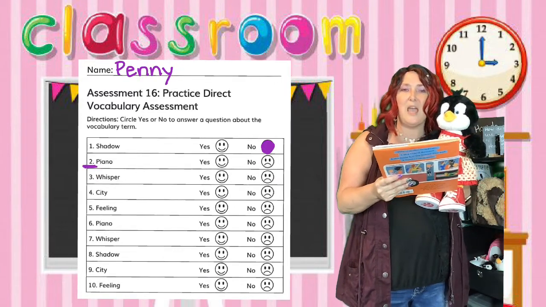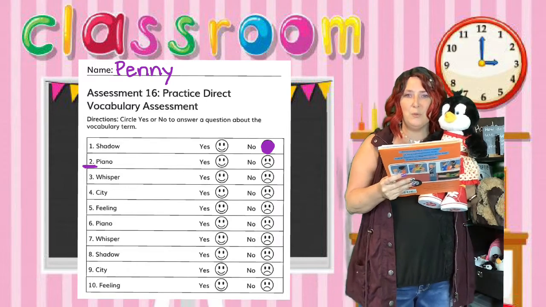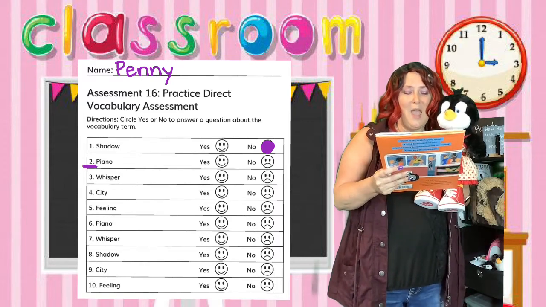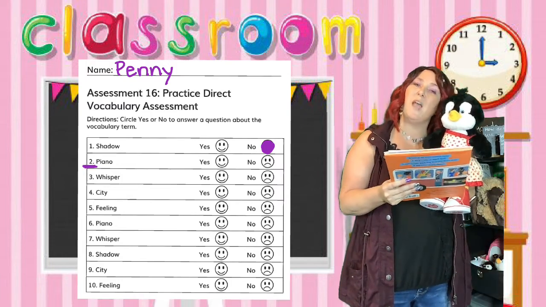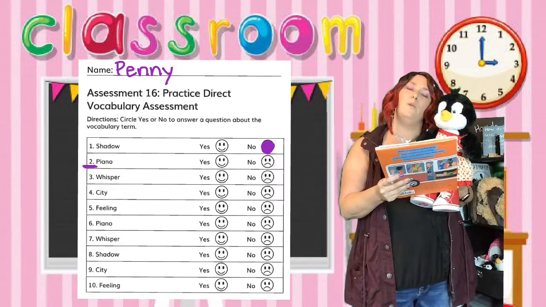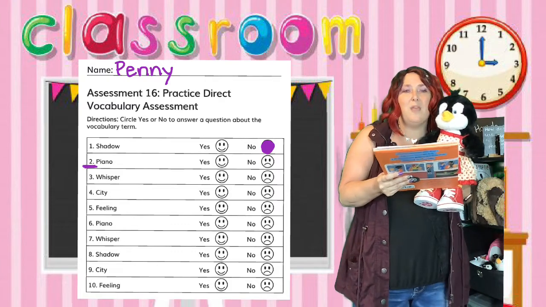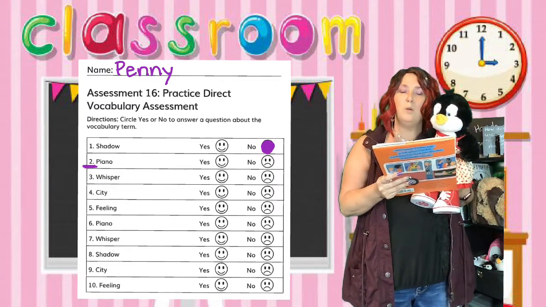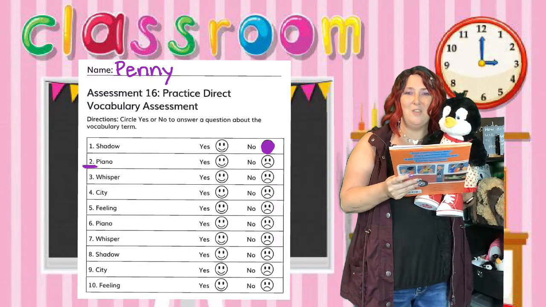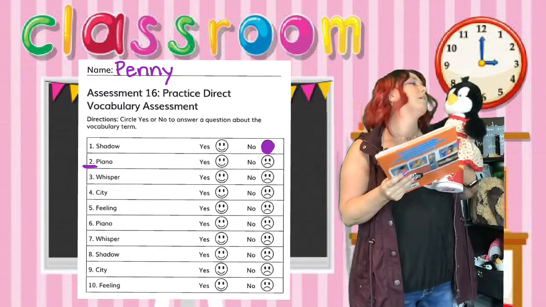It says piano. So look for number 2 where it says piano, and I'm gonna read the sentence to you. Can you make music with a piano? Yes or no? So you have to think, is a piano something you can make music with? Yes, happy face, or no, sad face. Color in the one you think it is. What do you think, Penny?